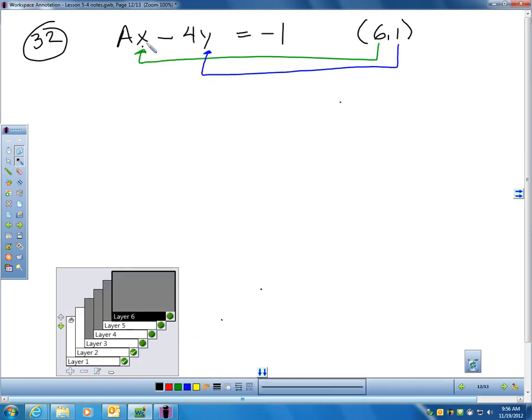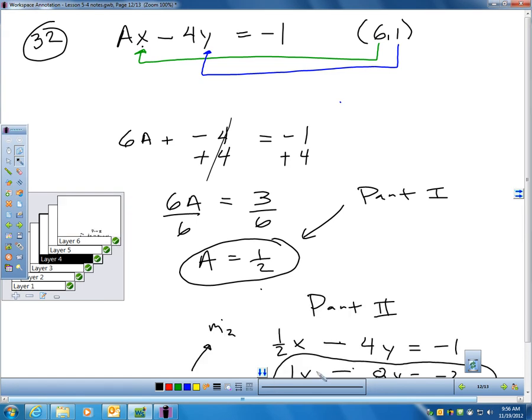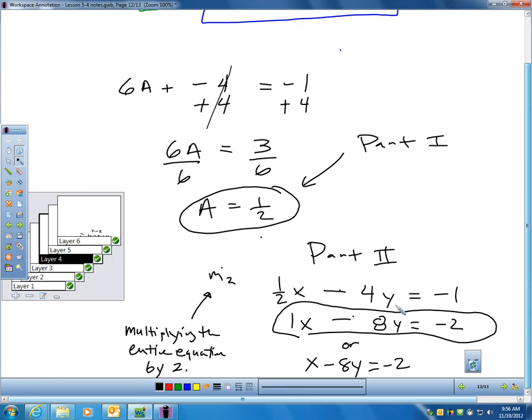Take 6, plug it in for x, 1, plug it in for y. That gives you 6a plus -4 equals -1. Or I guess you could think of it as 6a minus 4 equals -1. Add 4 to each side, which gives you 6a equals 3. Divide by 6, a equals half. Don't forget to write an equation. Part 1, a equals half. Part 2, plug in half for x, which gives you 1/2 x minus 4y equals 1.